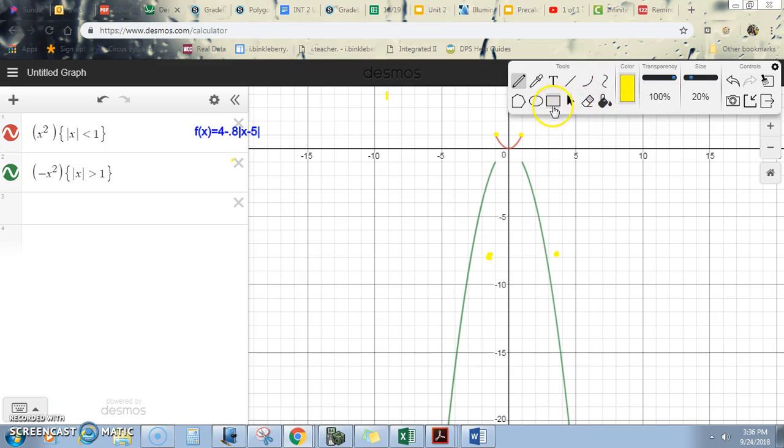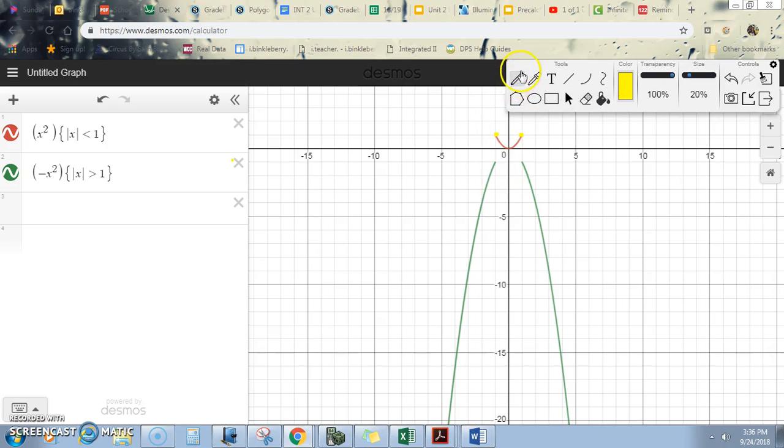Now, let me erase some stuff here. And then for the absolute value of x greater than or equal to 1, so it could be -1 and the absolute value is greater than or equal to 1, that's +1, okay? Or it could be +1, okay?